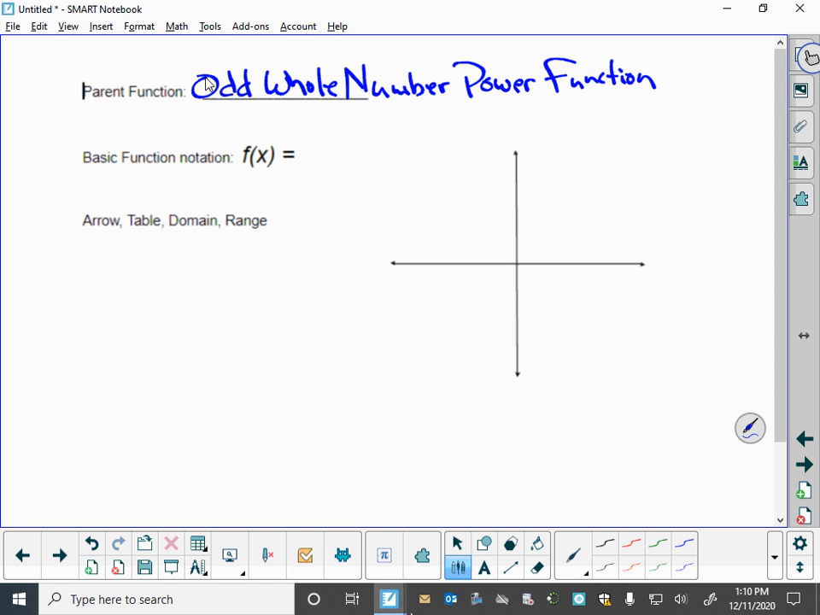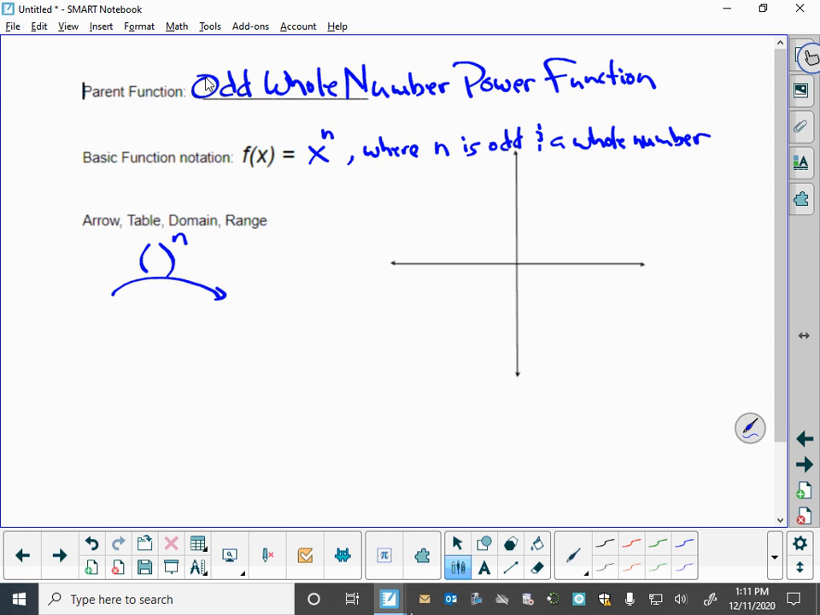Okay, so we'll look at odd whole number power functions. The basic notation is going to look like x to the n, where n is odd and a whole number. So x cubed, x to the 5th, x to the 7th, x to the 9th. Technically x to the 1st, although we already know that one and its graph looks a little bit different. So how do we represent this on our arrow diagram?